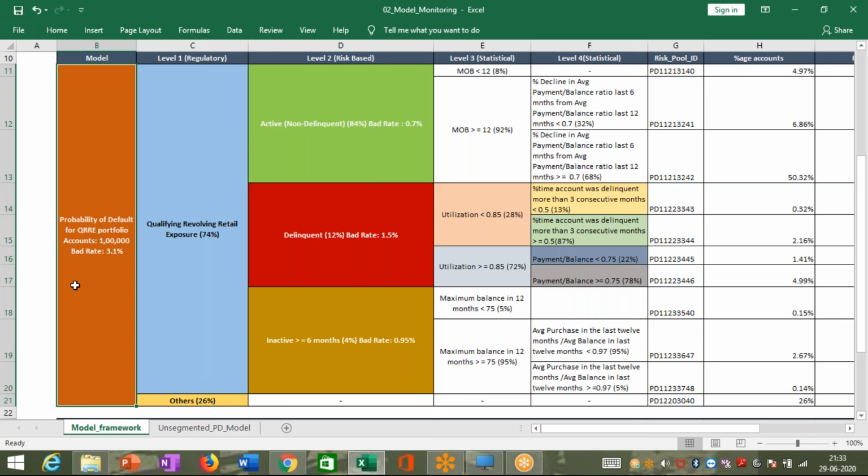Now you are using your model to predict. Every account in your data will fall into one of these 10 segments. Whatever characteristics they satisfy, they will be mapped to one of these pools. Whichever pool it falls in, you assign that pool's PD to that account. That becomes the estimated probability for that account. We are coming to that calculation.